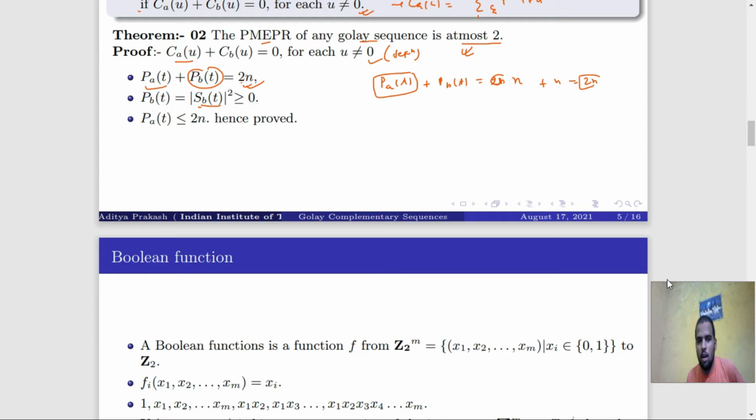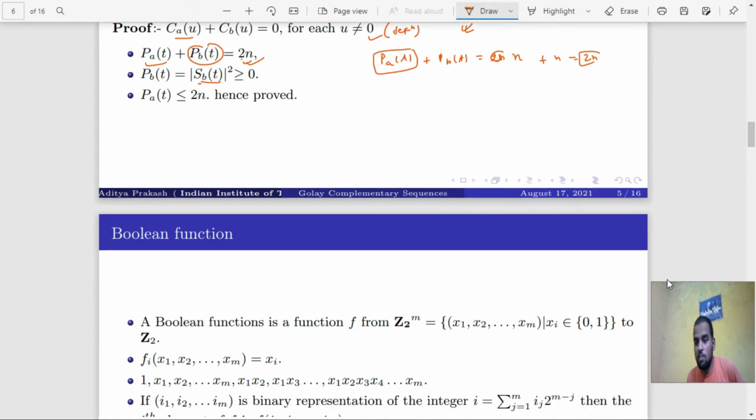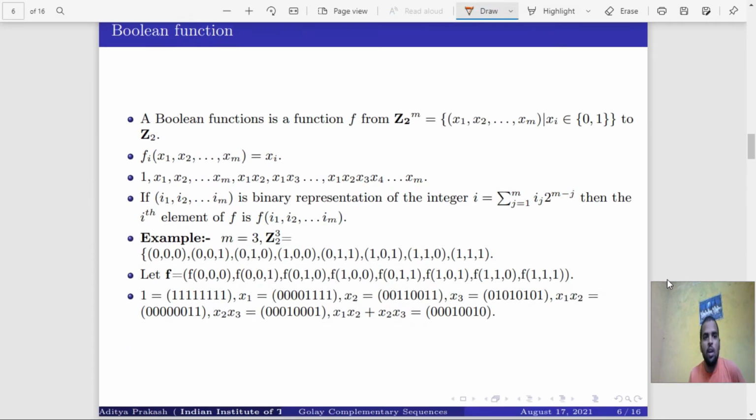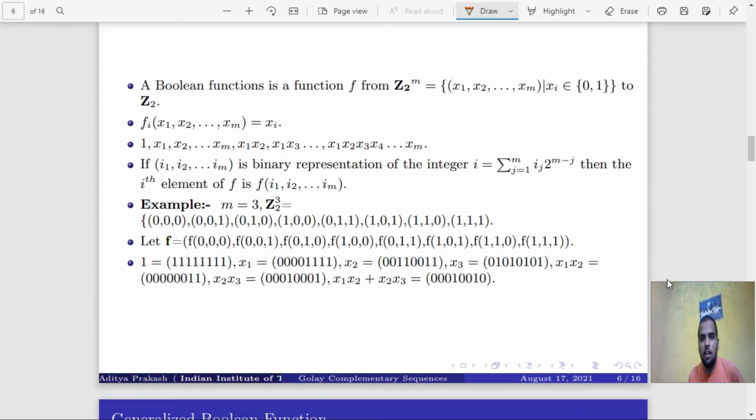Okay, got my point? Now come to a little idea about Boolean functions. What is a Boolean function and how to describe it? A Boolean function is a function f from Z2^m to Z2, f(x1, x2, up to xm), where xi belongs to 0 or 1, that is Z2. That means f maps Z2^m to Z2. Whatever we get, Z2^m is simply a vector form, or we can treat it as a sequence like that.